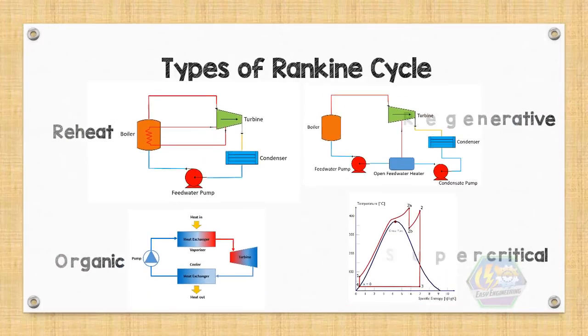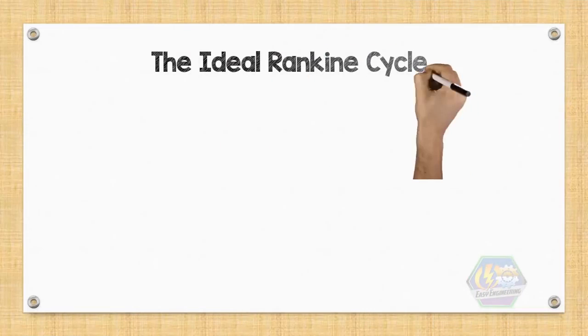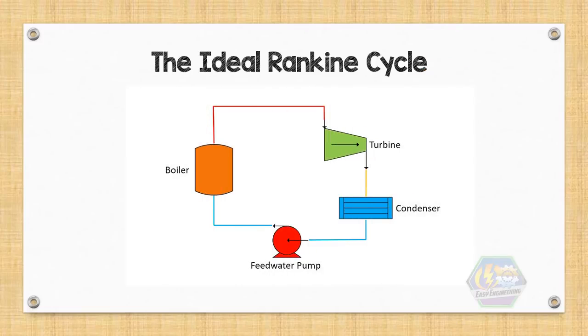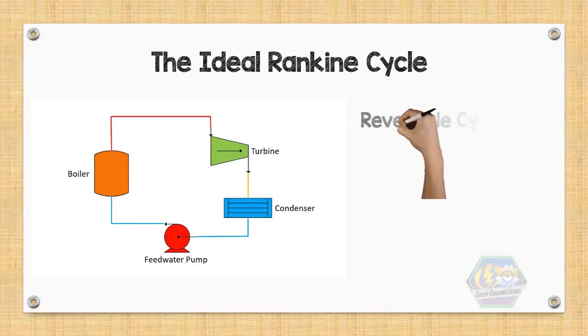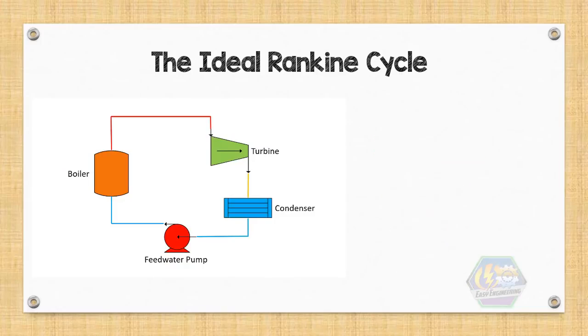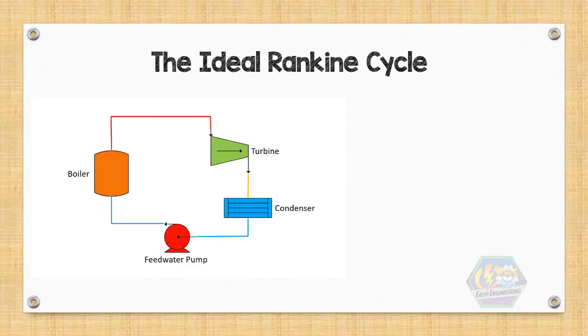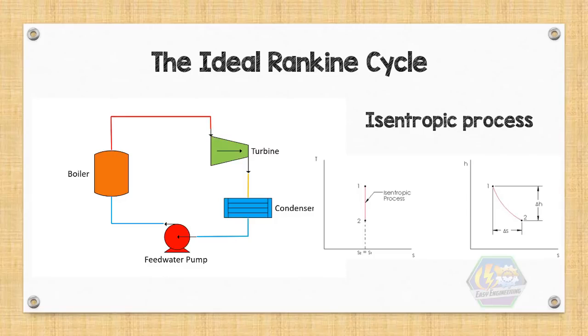So, those are the types of Rankine cycle, but here, in this video, we will only discuss the most basic and fundamental of the cycles, the ideal Rankine cycle. We must be aware first that this operates slightly differently than the real Rankine cycle. This is a reversible cycle. Common sources of irreversibilities are neglected, such as frictional pressure drops and undesired heat transfer with the surroundings. A constant pressure or isobaric process, and constant entropy or isentropic process are used for the equipment involved in the cycle.